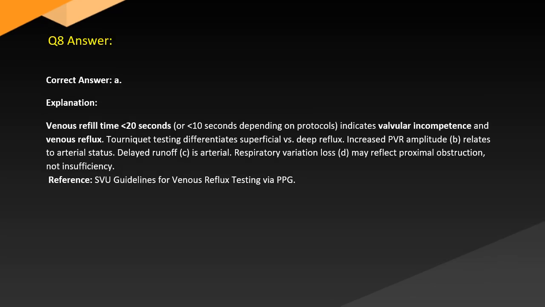Answer. Correct answer: A. Explanation. Venous refill time under 20 seconds, or 10 seconds depending on protocols, indicates valvular incompetence and venous reflux. Tourniquet testing differentiates superficial versus deep reflux. Increased PVR amplitude, B, relates to arterial status, delayed runoff. C is arterial respiratory variation loss. D may reflect proximal obstruction, not insufficiency. Reference: SVU guidelines, venous reflux testing, AEP.